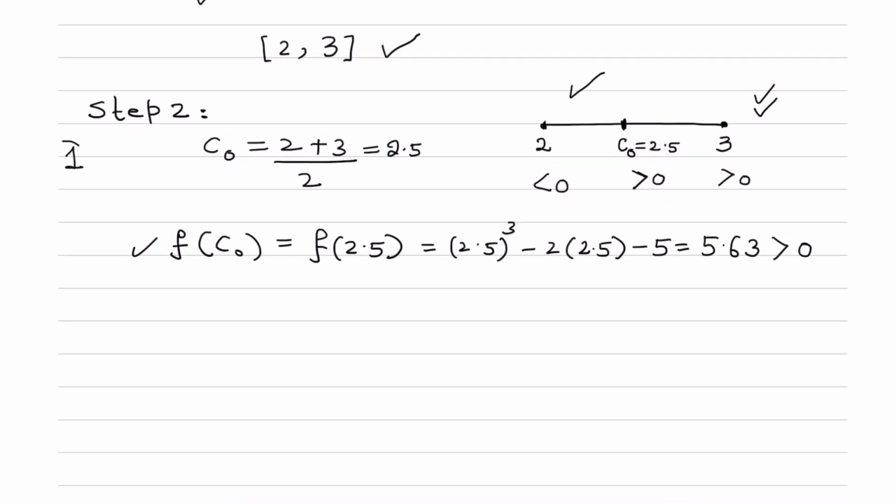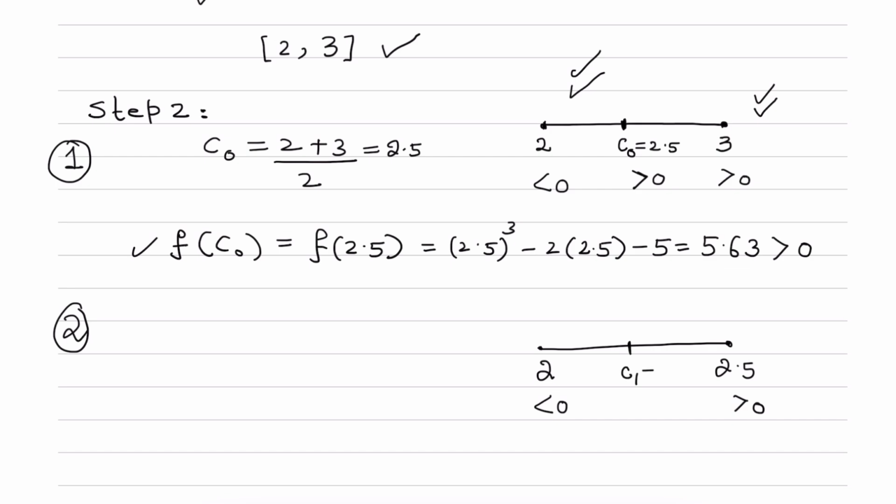So for step 2, the second part, we are now drawing another appropriate interval, which is this one, 2 to 2.5. We are also marking their signs. F of 2 was negative, so again I'm putting this sign. F of 2.5 was positive, I'm putting this sign. And now in this step 2, second part, we will halve this interval, and this time we will find C1.